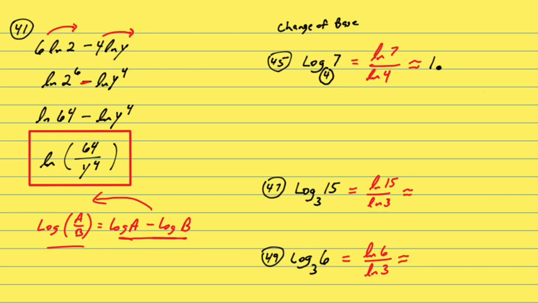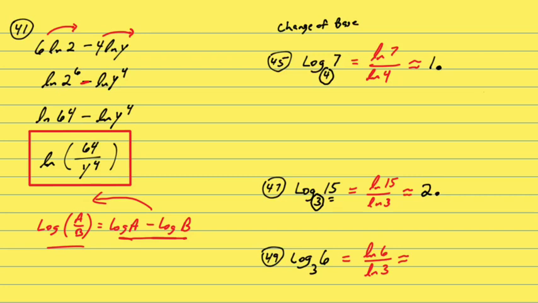How about number 47, guys? Please look. 3 to what power is 15? 3 to the 1 is 3. What's 3 to the 2? 9. That's still less than 15, but what's 3 to the 3? 27. So this is between 2 and 3. I know this is going to be 2 point something, right?